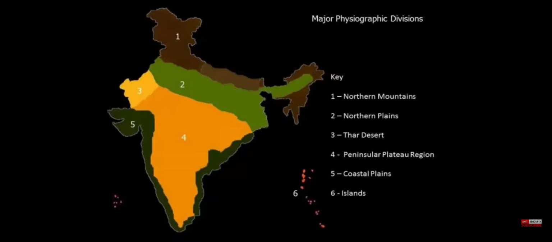You'll see the Deccan Plateau, the Satpura Range, and the Aravalli Range, and then you have the coastal plains around the area of Gujarat and coming down till Kerala, and again going from Tamil Nadu to Odisha, and then we have the islands, which are Andaman and Nicobar Islands and Lakshadweep Islands.